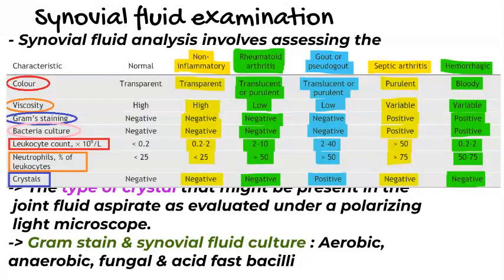This figure shows the synovial fluid analysis. So, in a non-inflammatory, the color will be transparent, high viscosity, negative gram staining, negative bacterial culture, leukocyte is low, neutrophil is low, and no crystal.